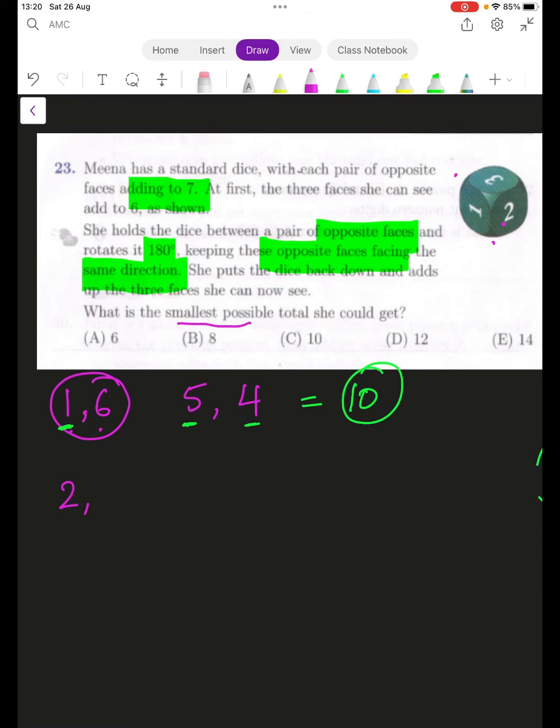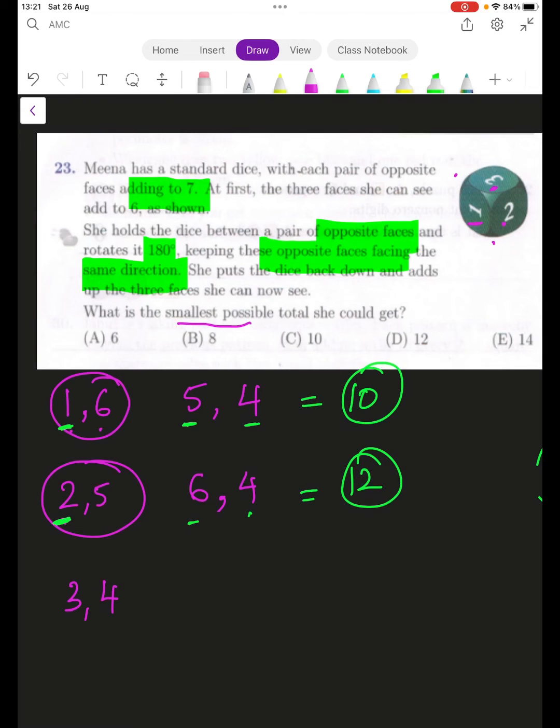Let's try a different scenario. If she holds 2 and 5 between her finger and her thumb and flips the whole dice 180 degrees, that means 2 will still be seen, but instead of 1, we will be able to see 6 that was on the opposite side, and 3 would go at the bottom, and the 4 would be revealed. So that means now the numbers that we can see are 2, and now 6 and 4 are visible. So 6 plus 4 plus 2 is 12, which is of course a higher number than 10, but let's see the other final scenario as well.